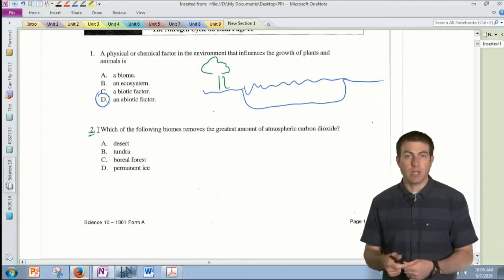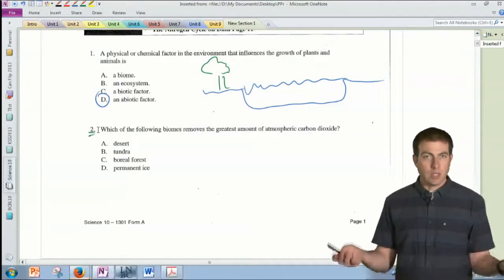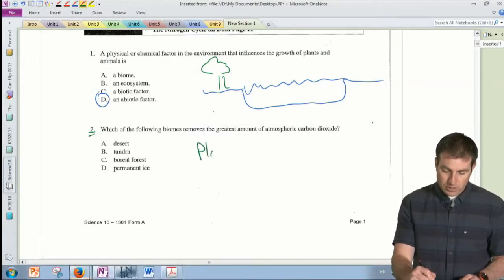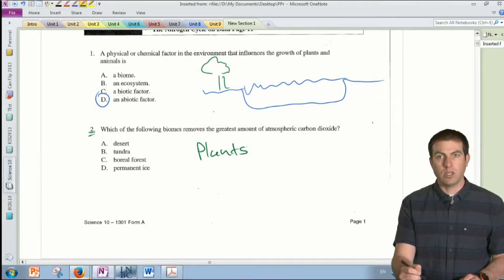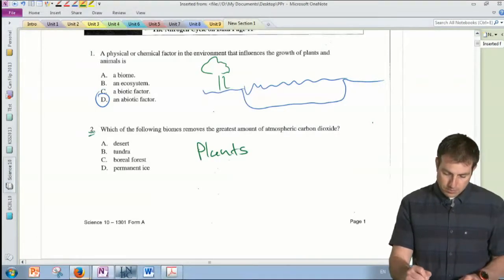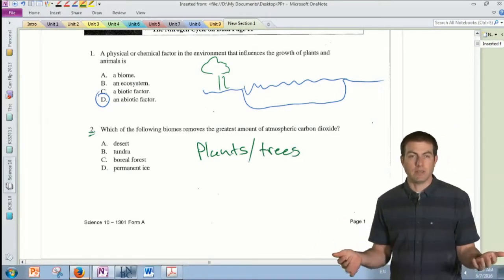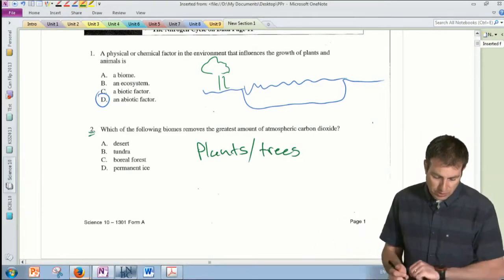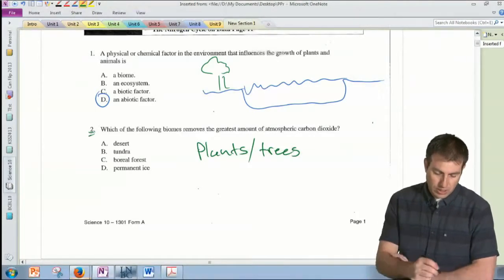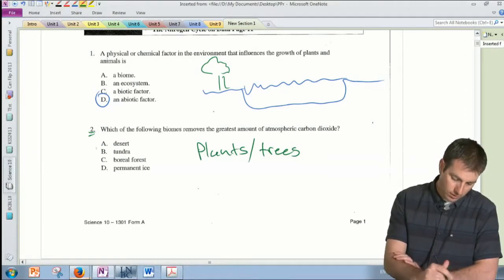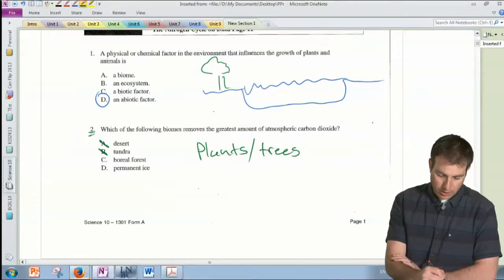Are people going to use carbon dioxide? Is something else? Trees, sure. And then we can go even more general. We can say plants. So we're looking for a biome with the largest amount of plants or trees. Well, that can be a bit tricky, but maybe we can figure it out from the answers we have. Does a desert have a lot of trees in it? No. All right. Tundra? No, that's permafrost. There's not a lot of trees there. Boreal forest is looking good, and permanent ice has no trees.